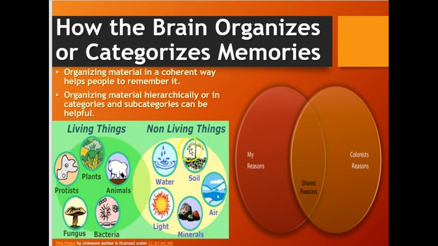We could do the same thing with non-living things: water, soil, light, minerals, and air, categorized as non-living things, and they can also be subcategorized.